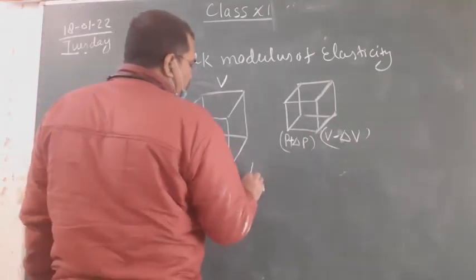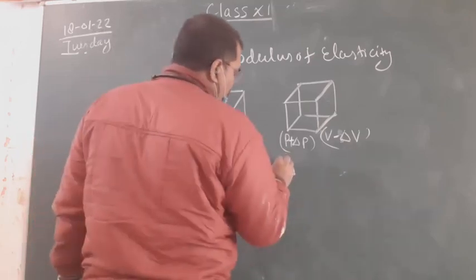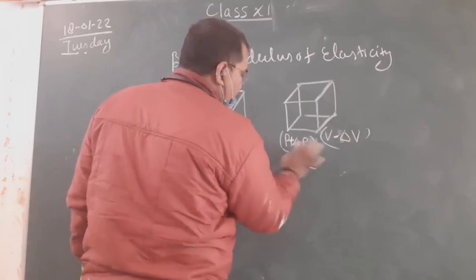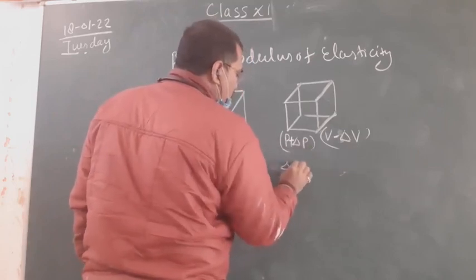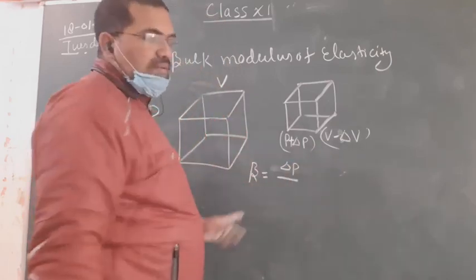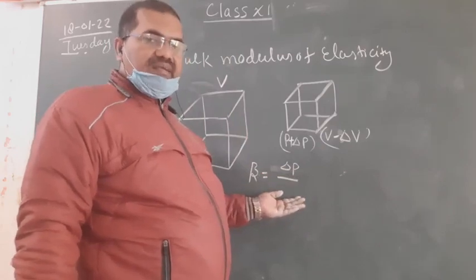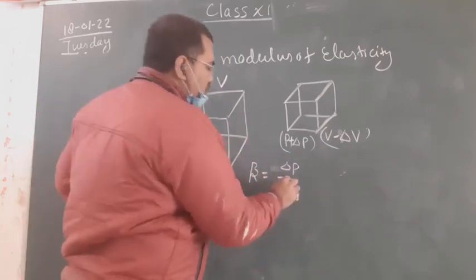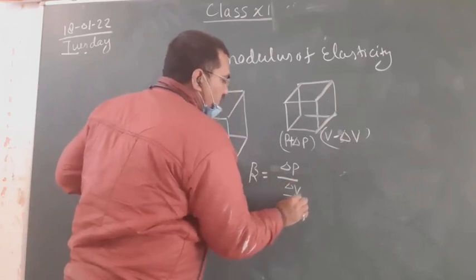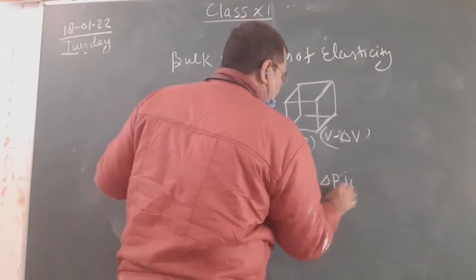So what is the bulk modulus? Bulk modulus is equal to normal stress, that is change in pressure, upon volumetric strain. Bulk modulus equals normal stress upon volumetric strain. Volumetric strain is change in volume upon original volume. So you can write it in proper manner: delta P times V upon delta V.